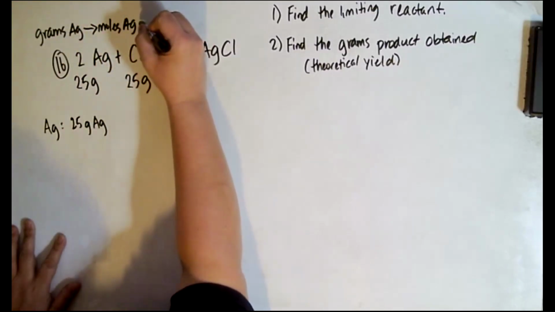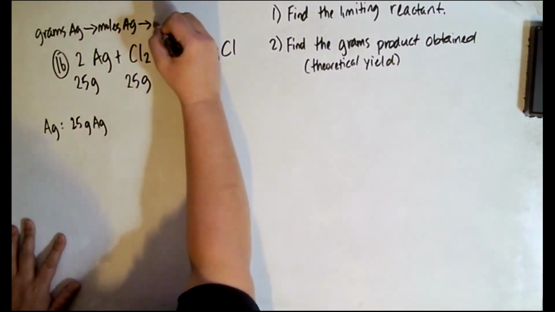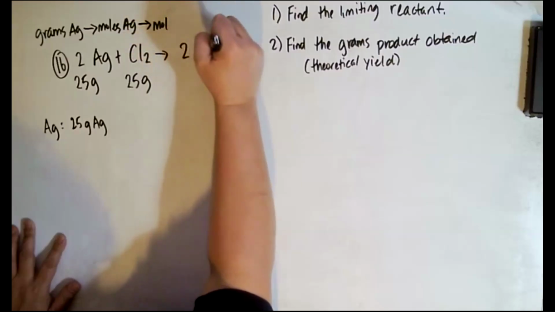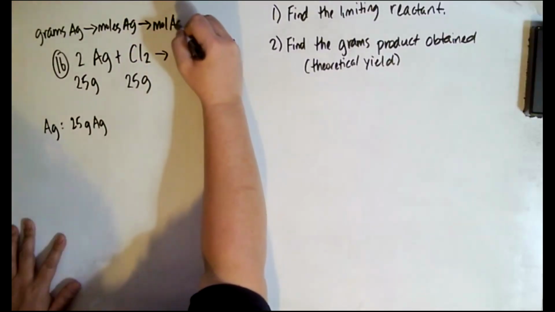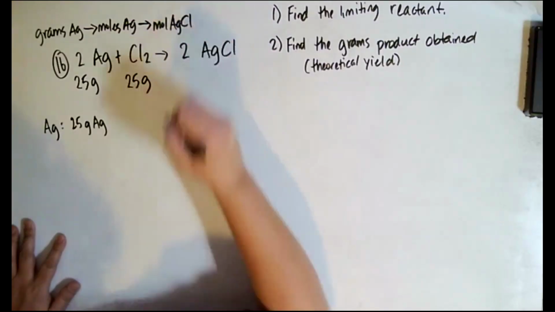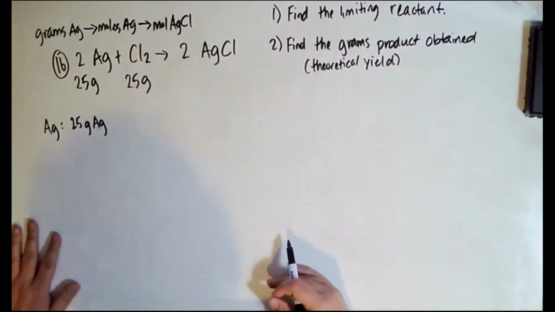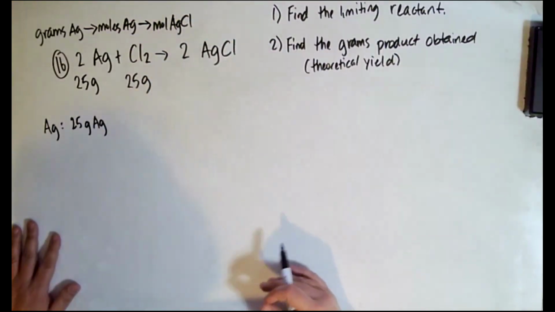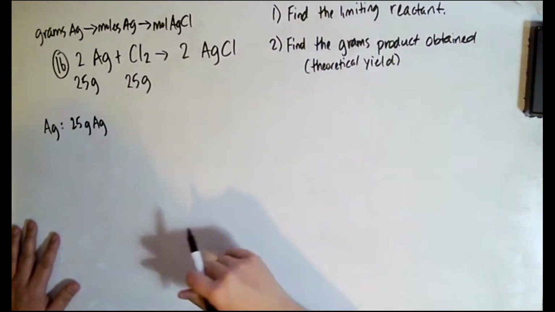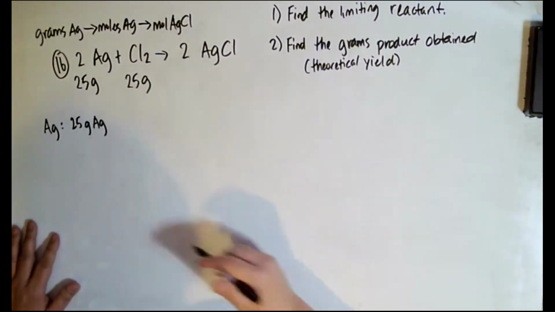And then we're going to go from moles of silver into moles of AgCl. And then we can do our comparison at that point. Okay, and we can find the gram value after we figure out the limiting reactant.